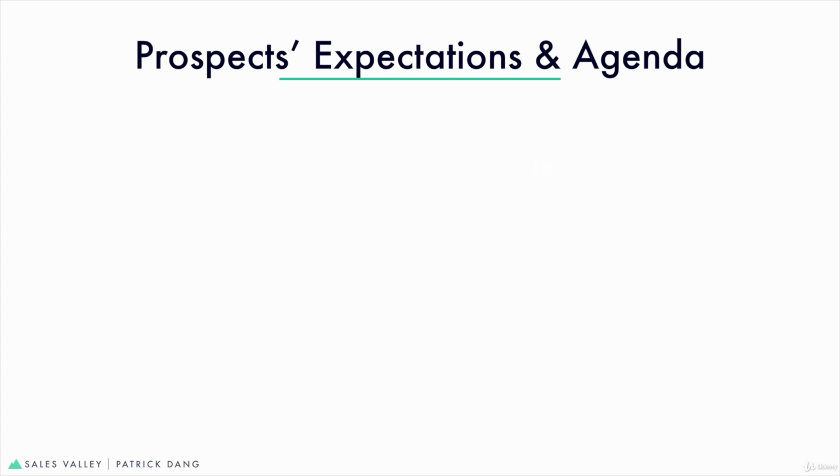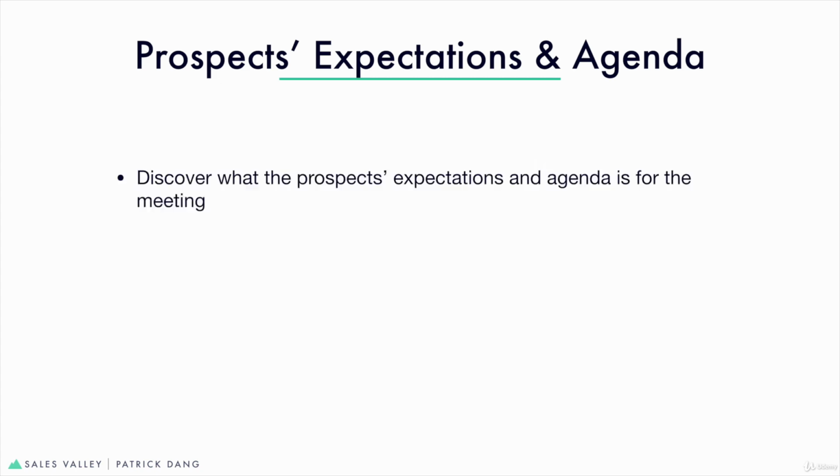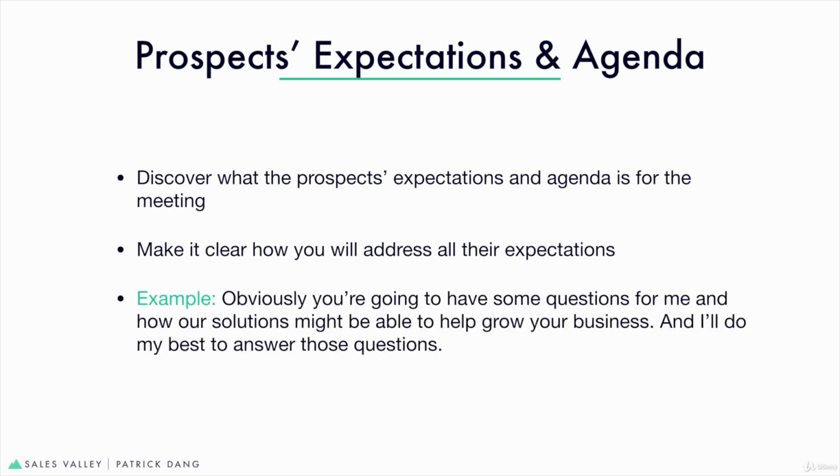After that, you're going to go into the prospect's expectations for this meeting. So you're going to discover what the prospect expectations are and their agenda is. And you want to make it clear how you will address all of their expectations, and you're making sure that you're actually listening to them. So here's an example. You're going to say, "Obviously, you're going to have some questions for me and how our solution might be able to help you grow your business, and I'll do my best to answer those questions." So super simple. You're just saying that in that meeting, this person is going to have a lot of questions for you, and you're going to answer them, right?